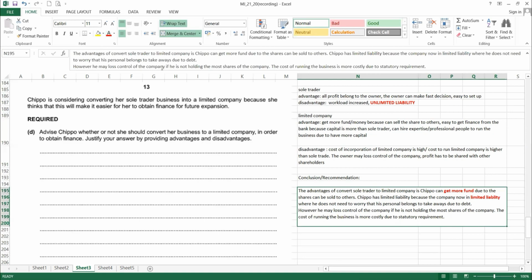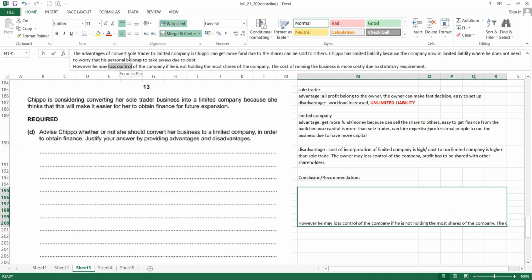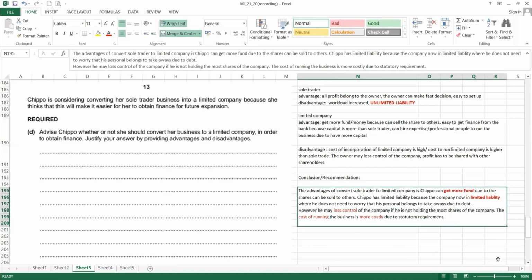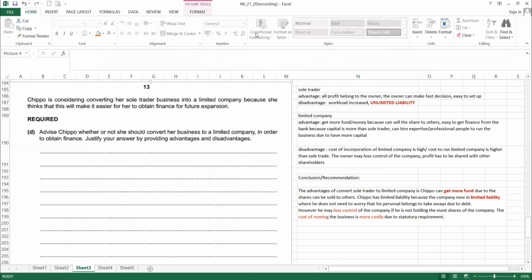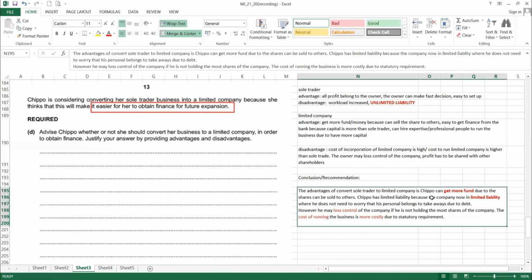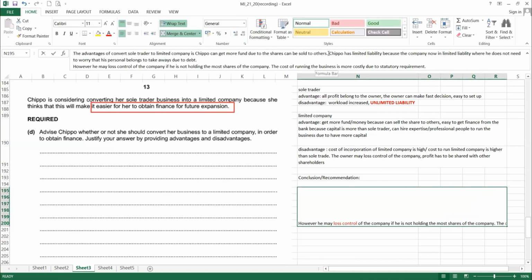Okay, so the key disadvantages are loss of control and the cost of running being high, more costly. So there are the 2 disadvantage points we have given. Now make a conclusion. Since the second sentence mentioned the purpose he wants to convert is that it's easier for her to obtain finance for future expansion, this point of getting more funds is very helpful already. So you add one more sentence into the advantage.